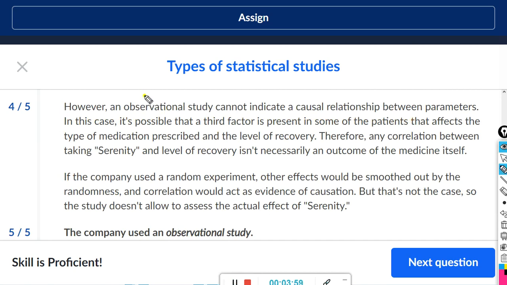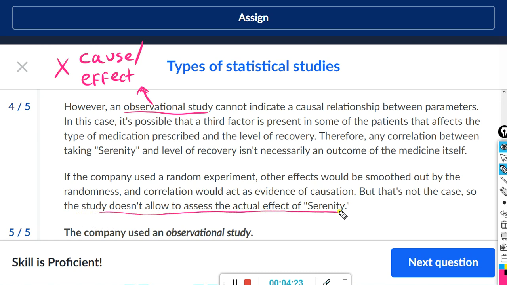So for an observational study, you cannot have cause and effect. Remember that for an observational study, you cannot do cause and effect. So that's why the study doesn't allow us to assess the actual effect of the drug Serenity, the medicine. Right here, any correlation between taking Serenity and level of recovery isn't necessarily an outcome of the medicine itself.